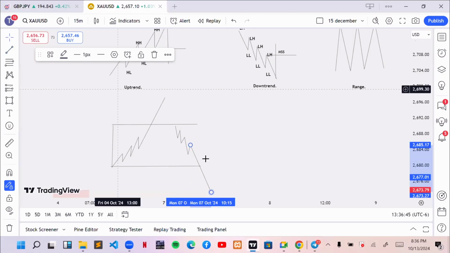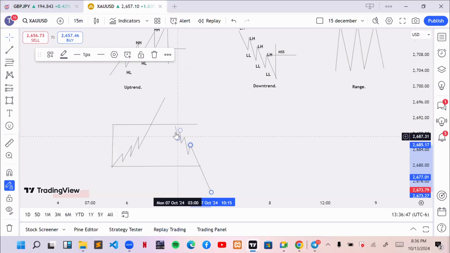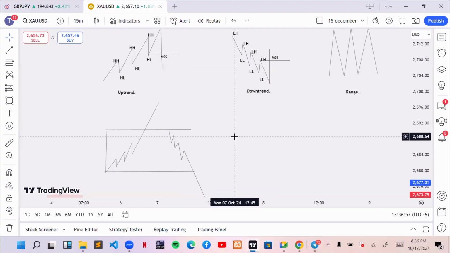If it was a market structure shift, with the market on a downtrend, what you now start looking out for is buys. But since it's a break of structure, the market will break a key level, but it will still remain in the current trend it was on before. That's the difference between a break of structure and a market structure shift. These are the two things I pay attention to when I'm looking at the structure part of this strategy. So that is the structure part of the strategy.